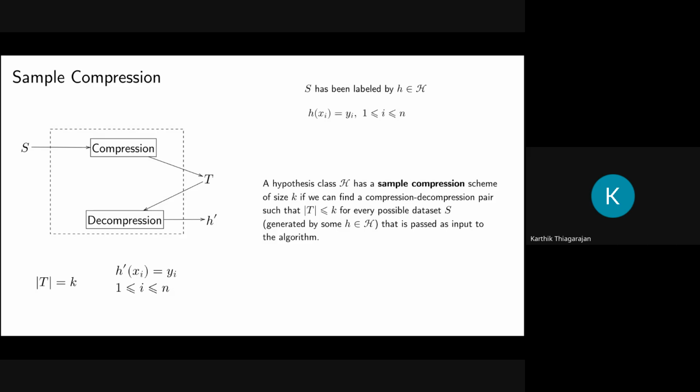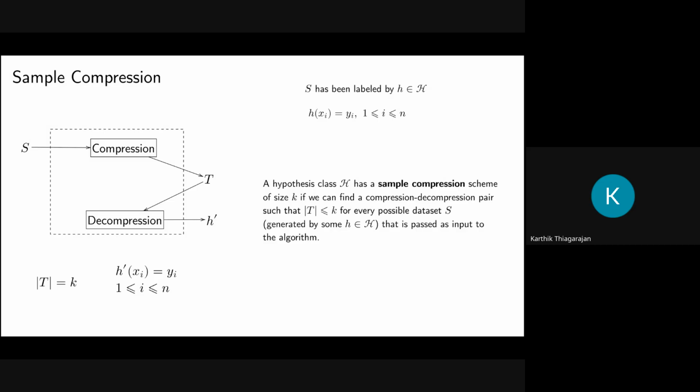Okay, so again, I'll let you read this later. You already know this. So what you have to note here is the following. Your data set S. When you're looking at things from a compression standpoint, S is labeled using the hypothesis class. Okay, so it is not some arbitrary data set.